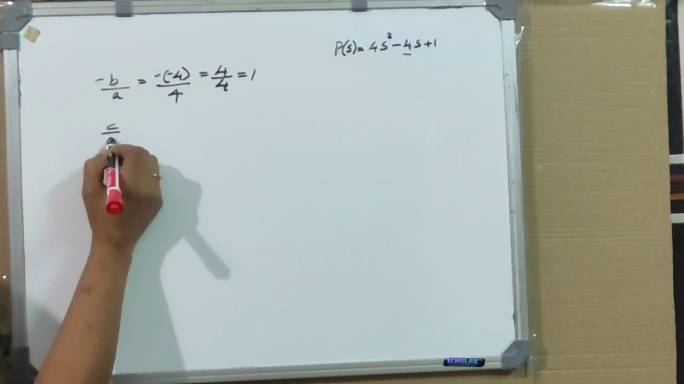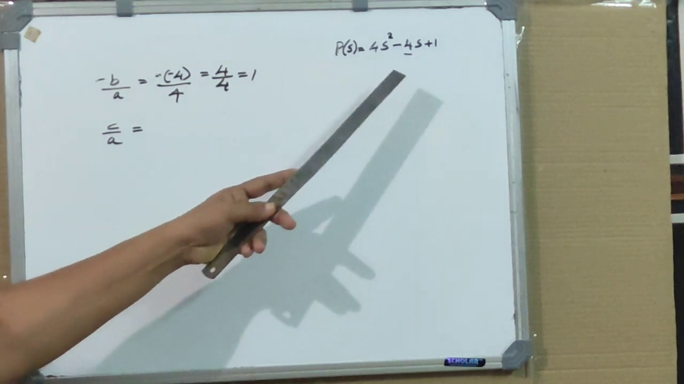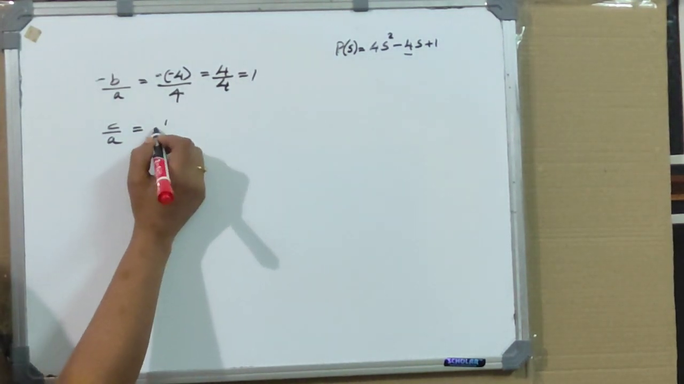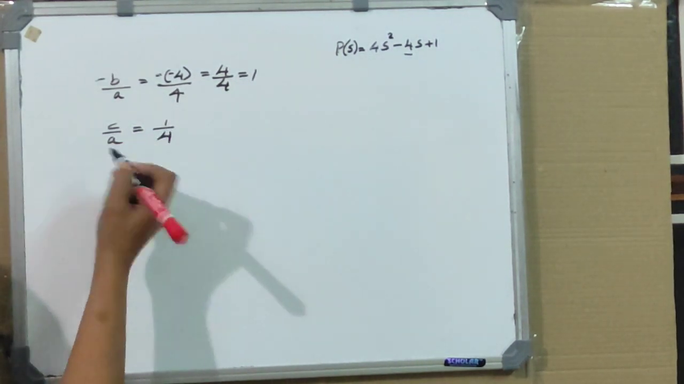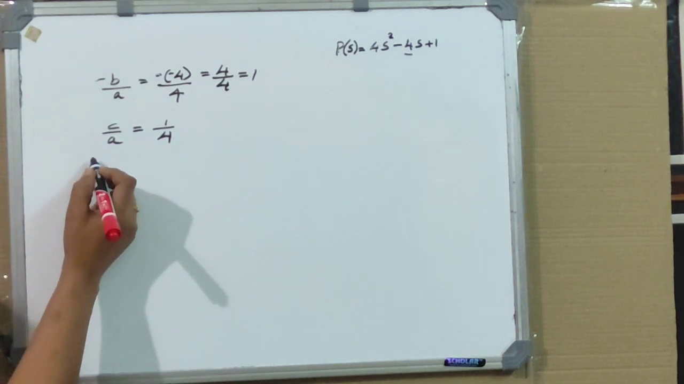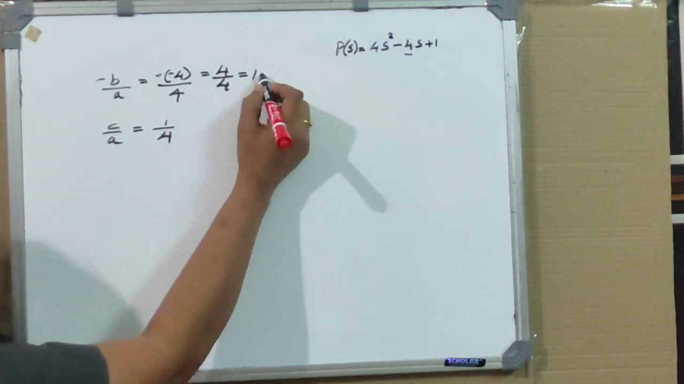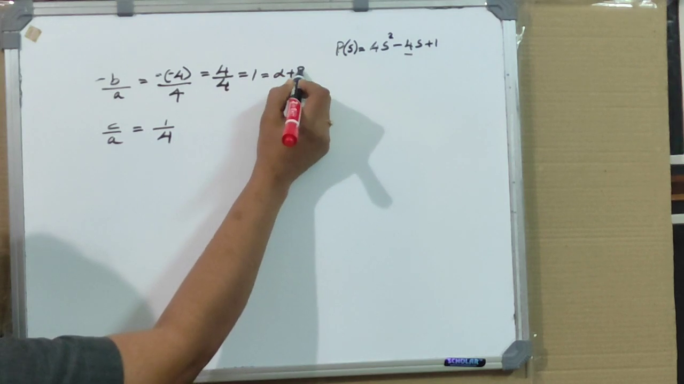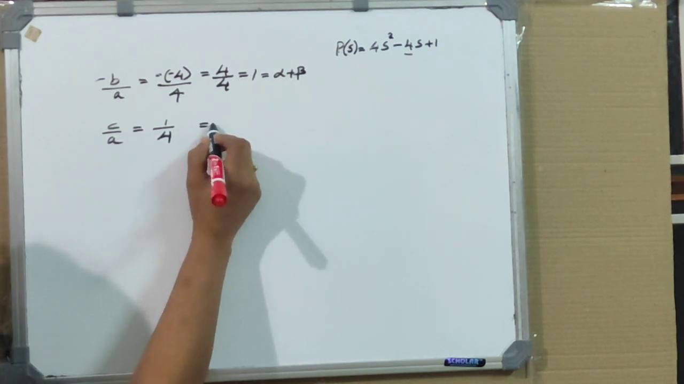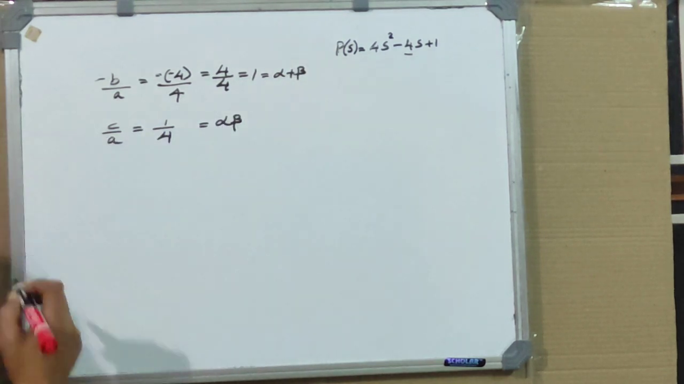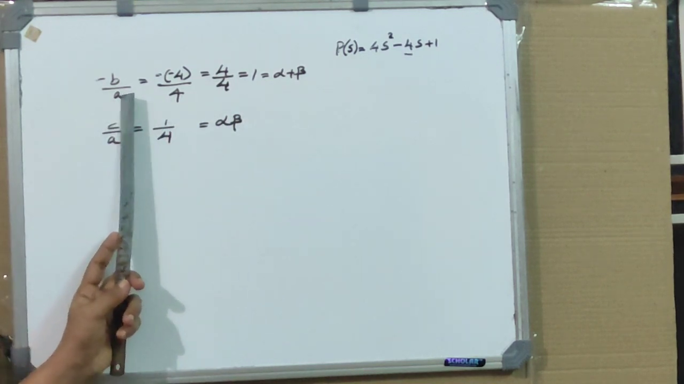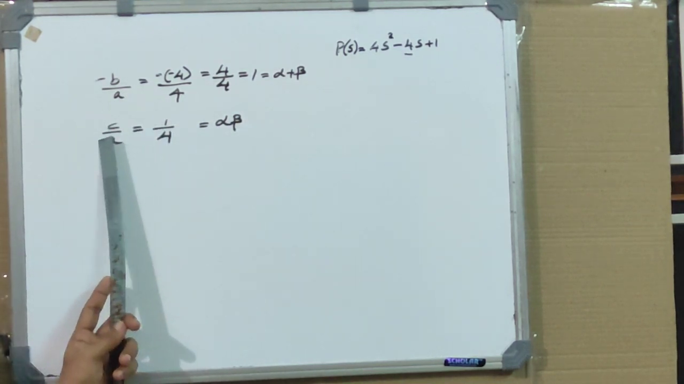Now c by a. What is c by a? C is 1. So 1 by a, that is 4, 1 by 4. Now we get alpha plus beta, this is equal to minus b by a, and this is equal to c by a. Now alpha plus beta equal to minus b by a, alpha beta equal to c by a.